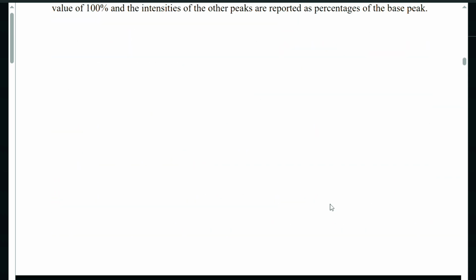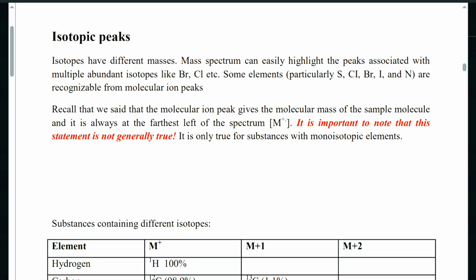So let's see the next stuff there. Now let's look at the isotopic peaks, right? Isotopes have different masses. A mass spectrum can easily highlight the peaks associated with multiple abundant isotopes like bromine, chlorine, and all of that. Recall that we said that the molecular ion peak gives the molecular mass of the sample, and it's always the farthest to the right of the spectrum, right? It's important to note that this statement is not generally true. It is only true for monoisotopic elements.